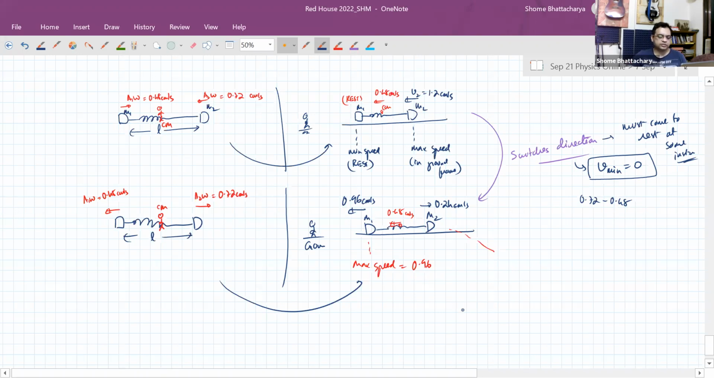So if you think in terms of velocity with sign convention, if you're taking towards the left as positive, then M2's velocity ranges between plus 1.2 and minus 0.24, whereas M1's velocity ranges between 0 and plus 0.96. But if you're just taking speed into account, the minimum speed of M2 will also be 0 at some point of time, because it's switching direction in the ground frame. So this is something which would be very difficult to judge without using the SHM concept.